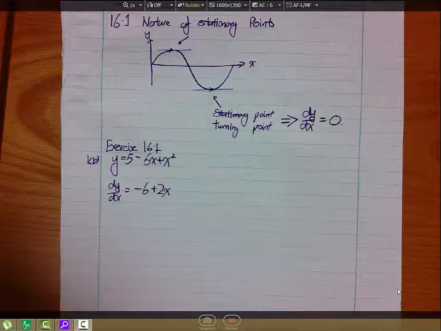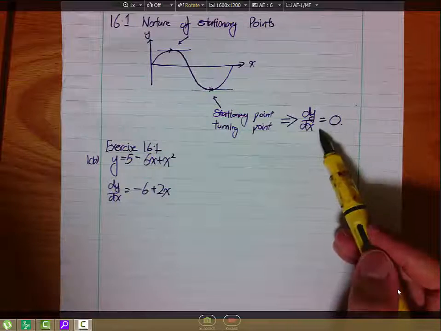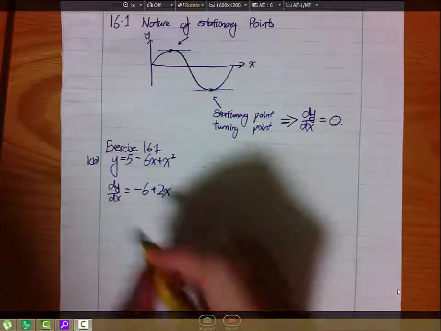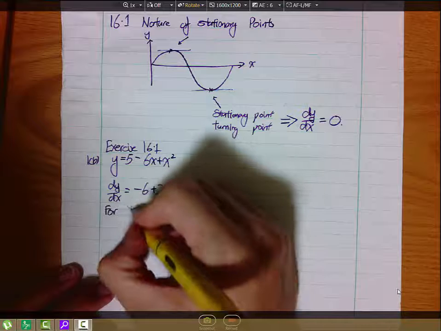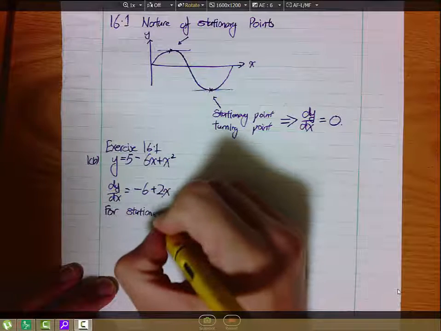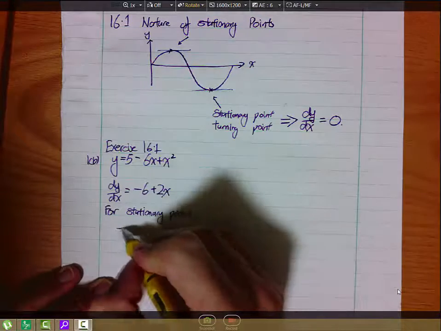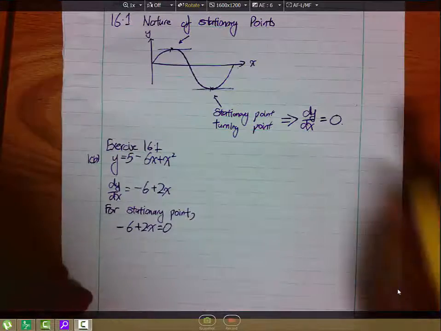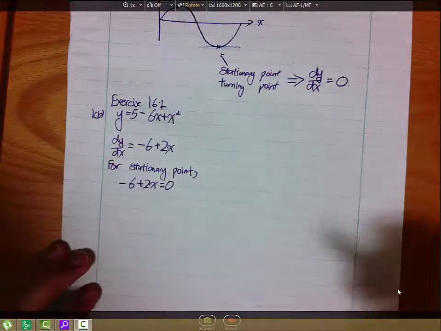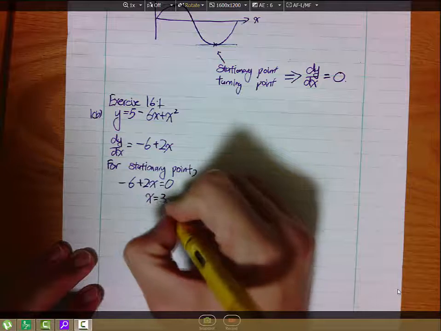From what we have learned above, we know that at the stationary point dy/dx is equal to 0. So I write there, for stationary point, dy/dx equals 0, so negative 6 plus 2x is equal to 0. And very quickly now we can solve for x. x will be equal to 3.